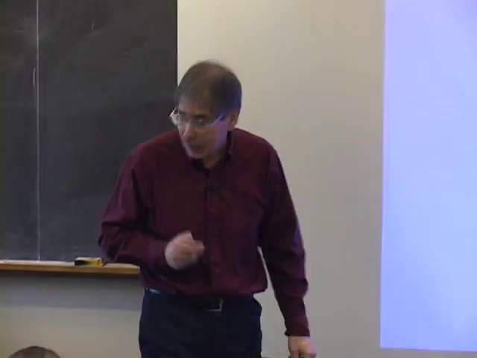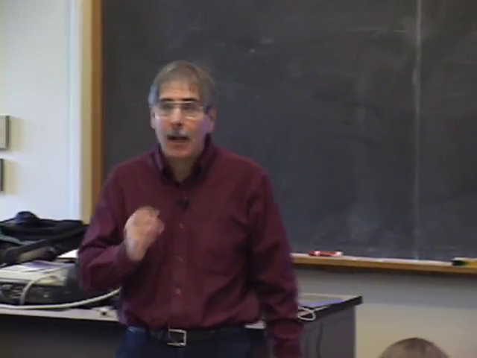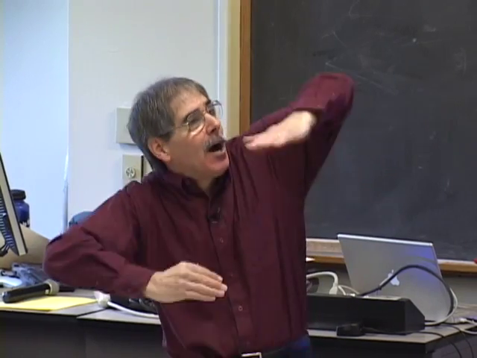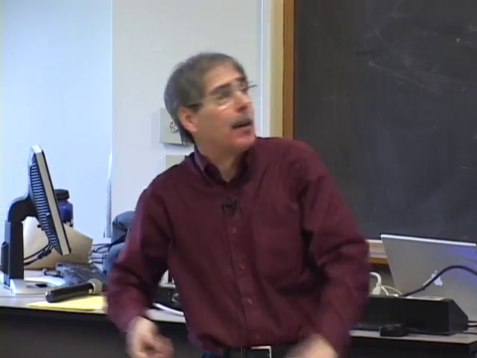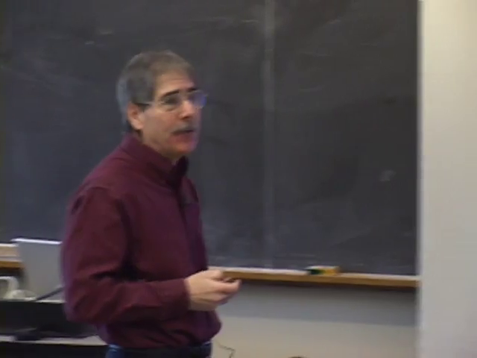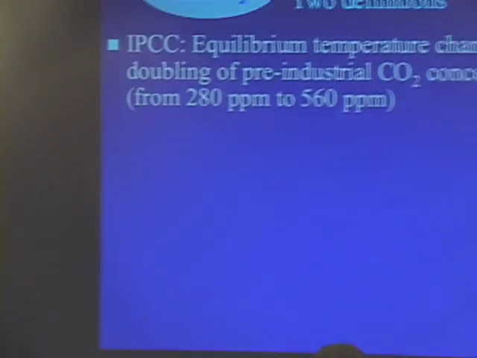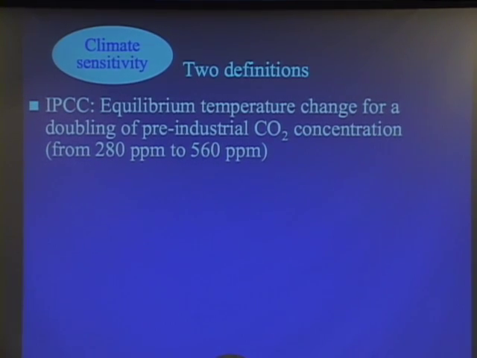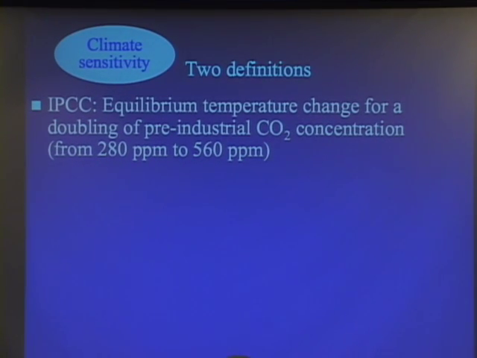Okay, climate sensitivity, next big concept. Climate sensitivity talks about how the planet responds to forcing. You tell me how much imbalance we have, and I want to know what the temperature is going to be. Unfortunately, there are two definitions, and I've got to give you them both. The IPCC simply says climate sensitivity means what would happen if we doubled pre-industrial CO2. What would happen if we went from 280 parts per million, which is what it was pre-industrial, to 560 parts per million? The number that comes out of that in a temperature rise is the IPCC's definition of climate sensitivity.